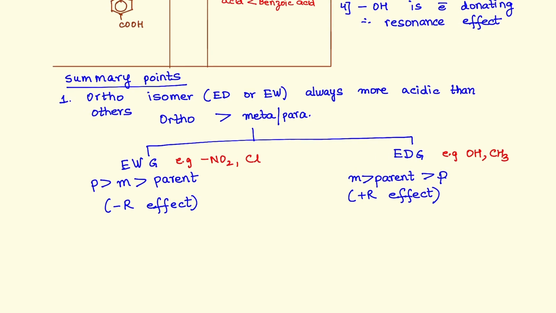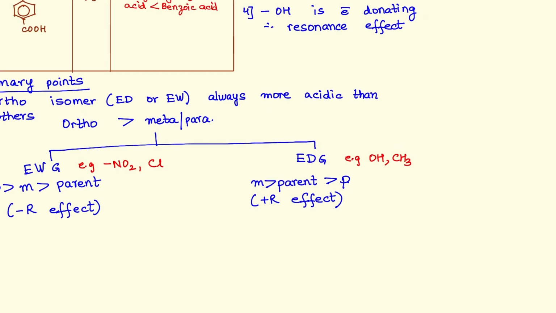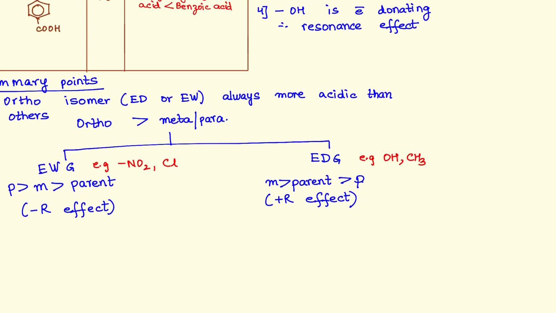Now, a general observation is that ortho isomers, whether electron donating or electron withdrawing, are generally found to be more acidic than the others, meaning to say the ortho isomer, whether the group present is electron donating or electron withdrawing, would generally be more acidic than the meta or the para. And when we talk about the meta and the para, electron withdrawing groups will actually increase acidic strength, whereas electron donating groups will actually decrease the acidic strength.